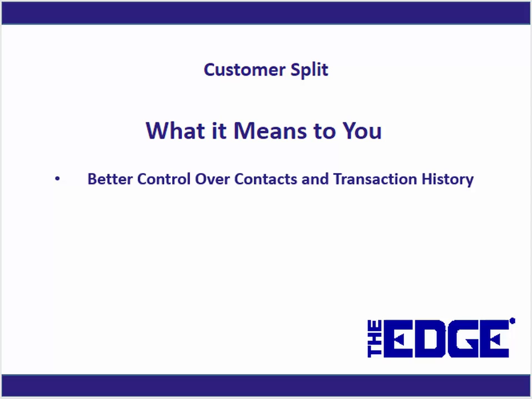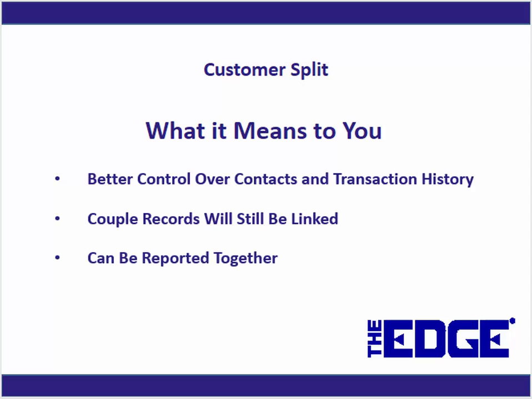Some things will stay the same. Couple records will still be linked. Both the customer and the spouse or partner will show on each other's customer record. Both can be reported together. Both parties in a couple can pay on or pick up a service, no matter which one started it. But now, all of this can happen separately as well.